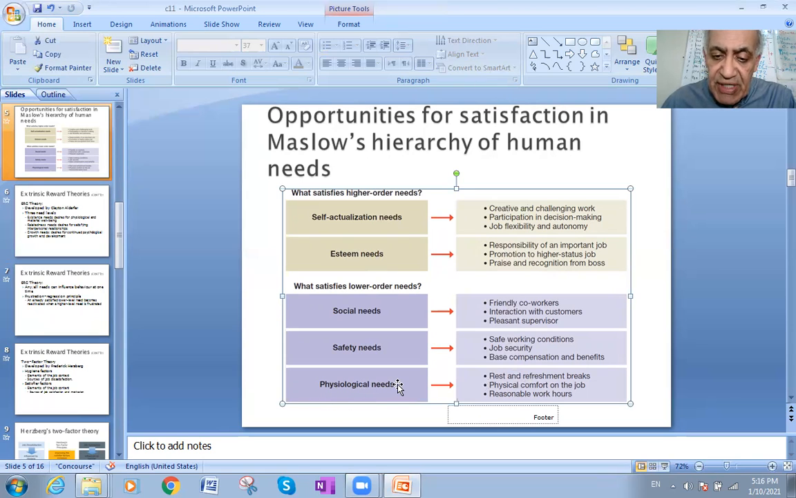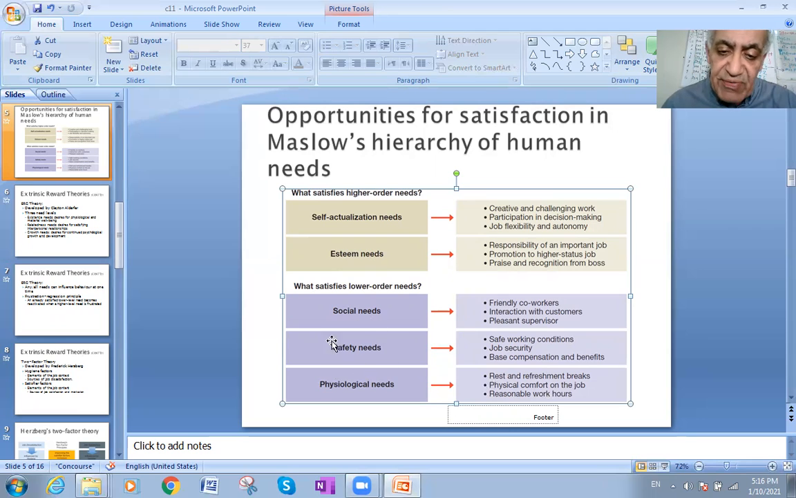The physiological needs come at the bottom of Maslow's pyramid. What we use here is to give the laborers or workers refreshment breaks and physical comfort when they are doing the job, no hazards, and reasonable work hours. They shouldn't work excessive hours. They should work regular hours. So this is how to satisfy the physiological needs of the people who are working in the organization. And any manager should know about these points.